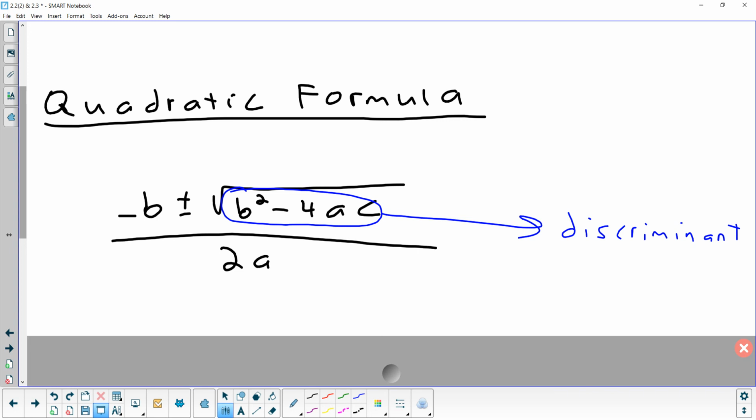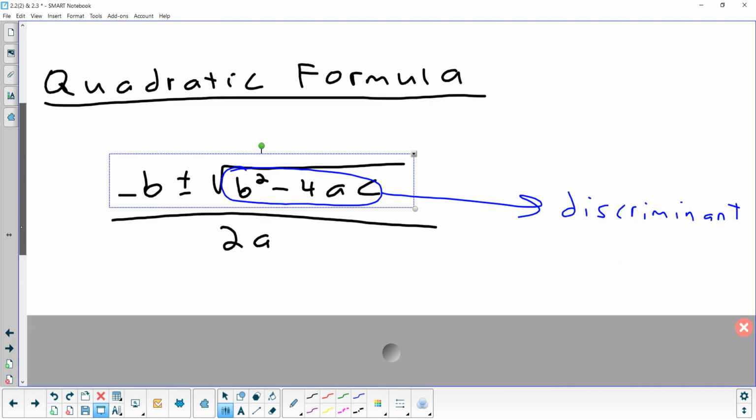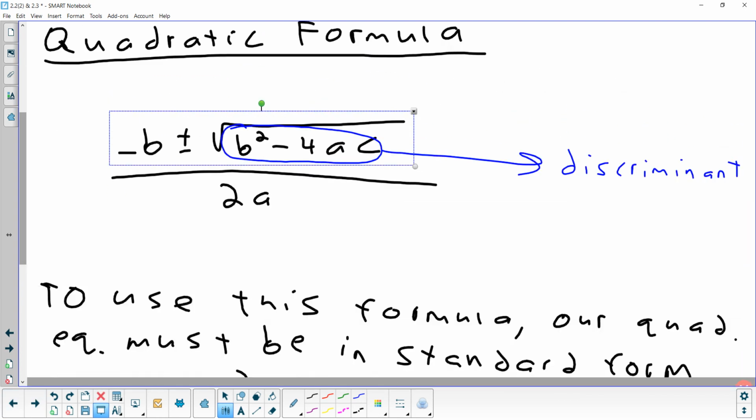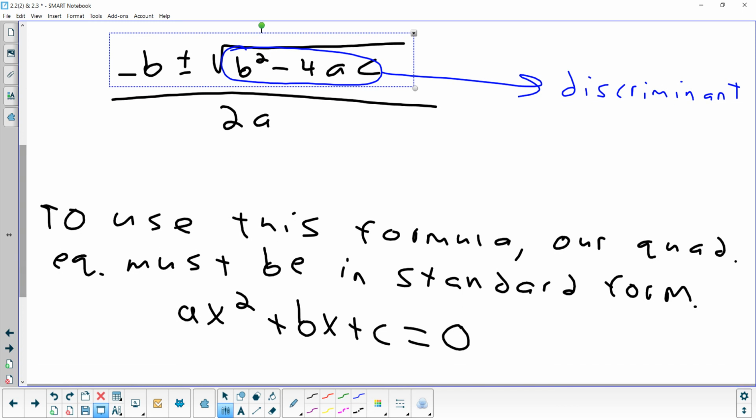And that is the quadratic formula. Remember that the A, the B, and the C come from here, here, and here. So you have to make sure that your equation is equal to 0 first. Then write down the A, the B, and the C. That's what I'm saying right there. So make sure that it is in standard form.